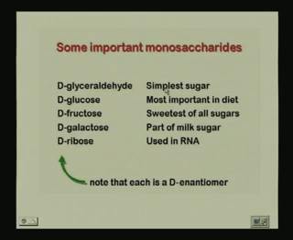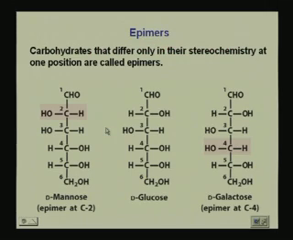D-glyceraldehyde is the simplest of sugars. D-glucose is the most important one in the diet. We will see how this is also stored and how it is even broken down in the body. Then we have D-fructose, which happens to be the sweetest of all sugars. We have D-galactose that forms a part of milk sugar, and as I said, D-ribose that is used in RNA, and D-deoxyribose, 2-deoxyribose that is used in DNA, and all of these you see are D enantiomers. And when we looked at the proteins, we found that most of them were L amino acids.